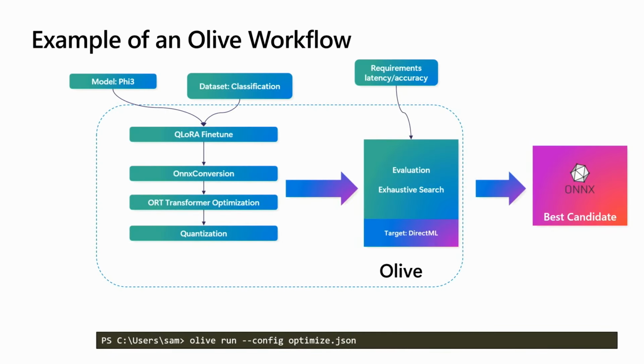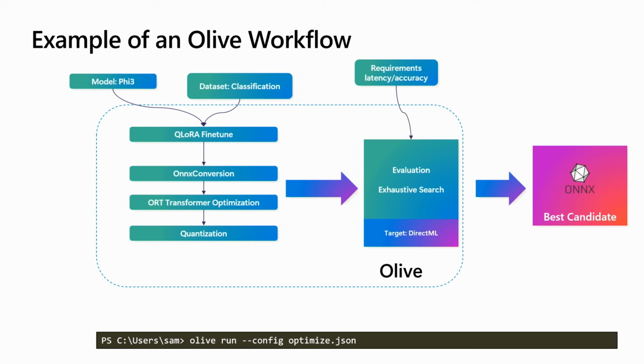So here is an example of an Olive workflow. What you can see here is that Olive can also handle fine-tuning. In this workflow we have a number of passes. Here there's a LoRA fine-tune, so it would go and fine-tune, convert to the ONNX format, run some transformer optimizations and do some quantization. We're going to plug into that workflow a data set and a model, and in this case it could be Phi3. We also plug into Olive the requirements that we want in terms of latency, accuracy, and throughput.